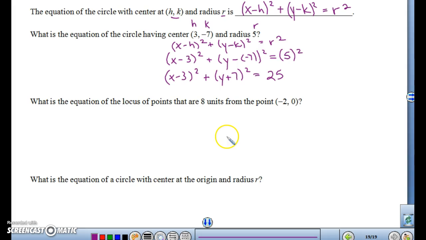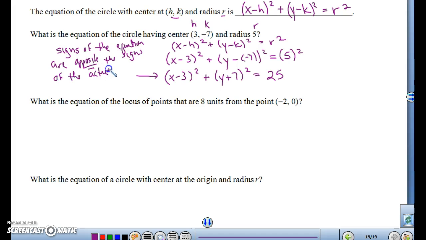Now, what do you notice about the equation and the actual center point? What do you notice about the signs? The signs of the equation are opposite the signs of the actual coordinates. So, when you are using this equation, you need to be aware of that. If you saw this equation, you would have to know that the coordinate would be 3, and this one would be -7, because the coordinates are always opposite in the equation.